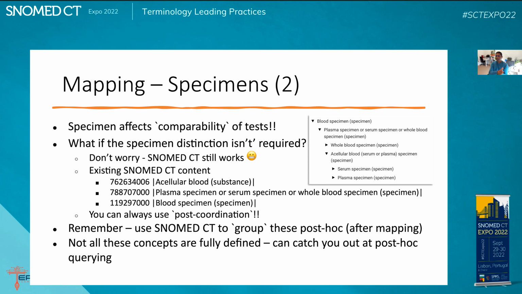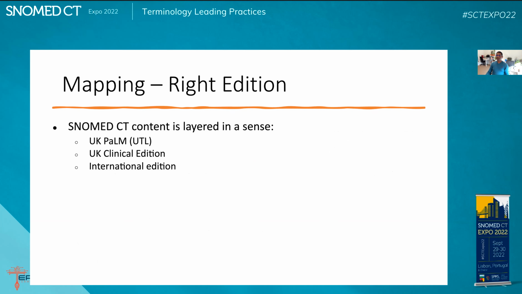Okay, the one thing to take away is if you're going to rely on post-coordination in some way, sometimes you might be affected by some of the concepts not being fully defined. Just a takeaway message, that's all. Okay, so that's the thing around specimens.